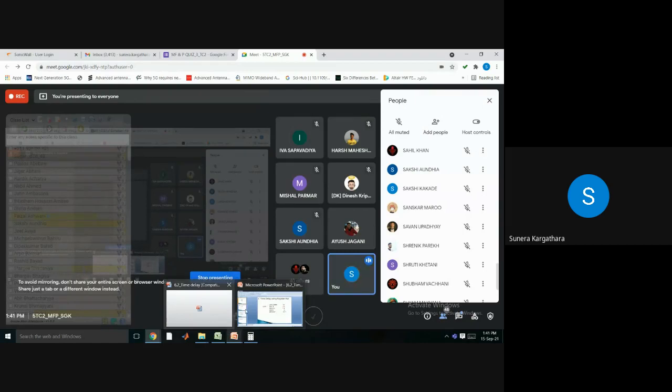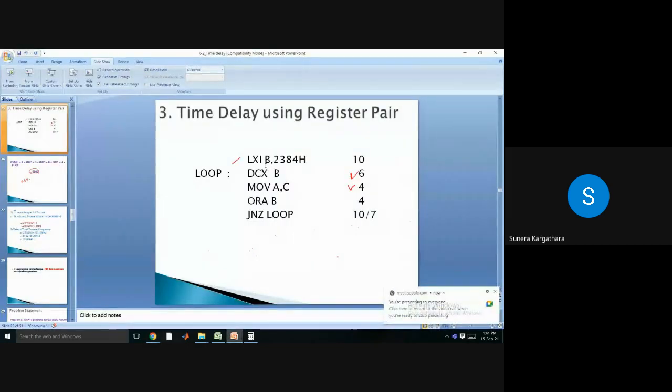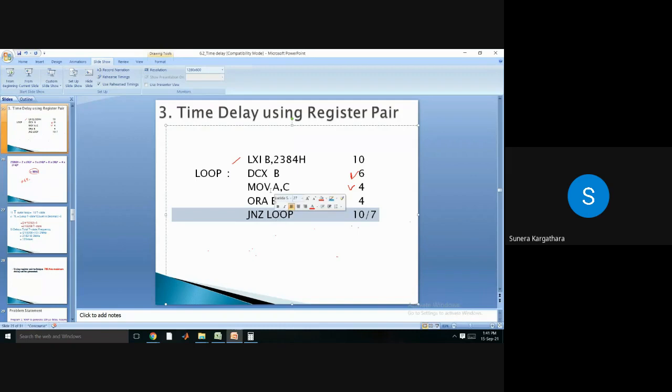Correct. So we need to make sure, student, that in case of a register pair, your whole register pair becomes 0, 0, then you will come out of the loop. If you map it with the previous technique, which used a register, the same steps are followed. We load a register pair, decrement it, and check whether it becomes 0, 0 or not. The extra instructions we are adding are to make sure that the whole register pair is 0, 0, right?